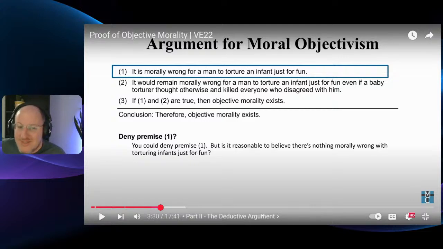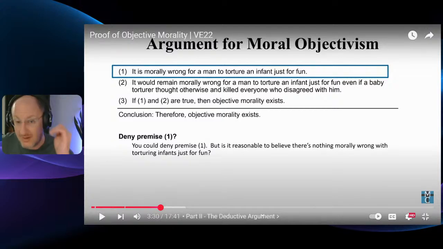This second premise is not doing the work that he wants it to do. And it's very clear why it's not doing the work that he wants it to do. So it would remain morally wrong. So again, consider the appraiser relativist analysis. I would continue to disapprove of it. So I would continue to disapprove.